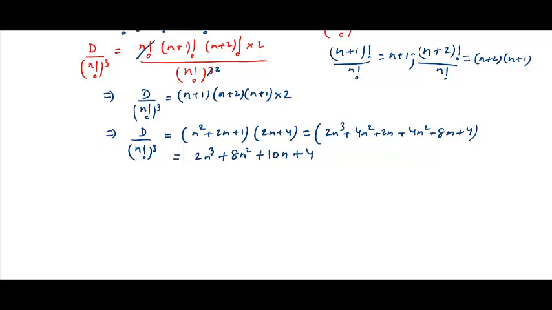right? So therefore the value of d upon n factorial cubed minus 4 is equal to 2n cube plus 8n square plus 10n, and clearly this expression on the right is divisible by n, and therefore this completes the proof.